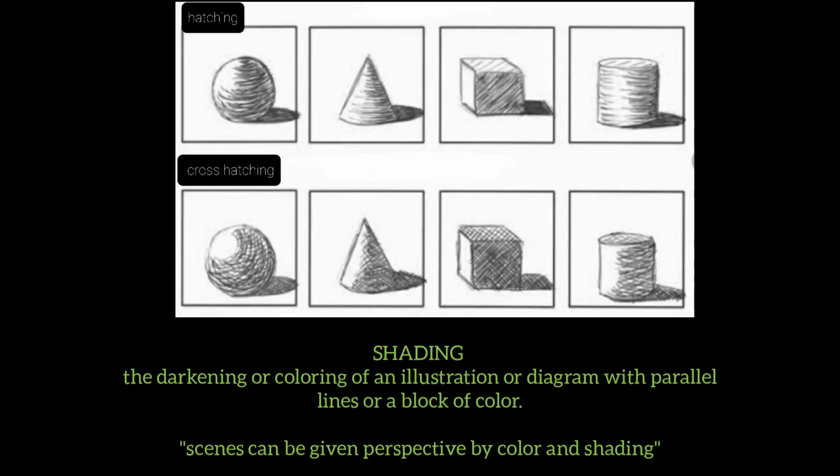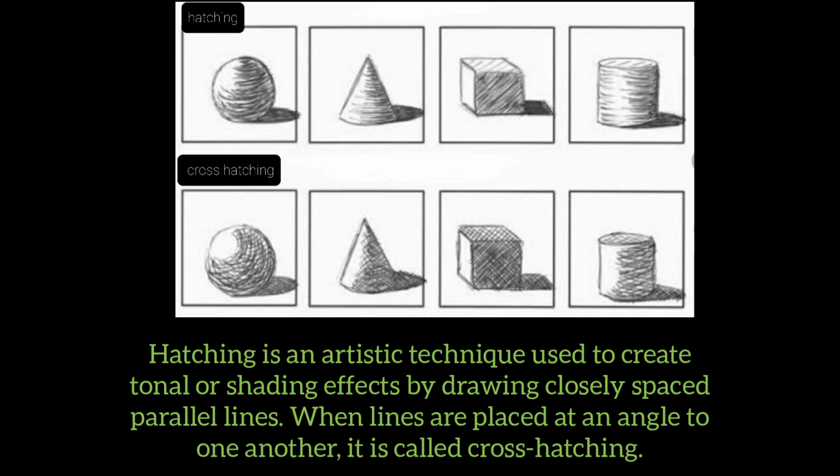Shading: the darkening or coloring of an illustration or diagram with parallel lines or a block of color. Scenes can be given perspective by color and shading. Hatching is an artistic technique used to create tonal or shading effects by drawing closely spaced parallel lines. When lines are placed at an angle to one another, it is called cross-hatching.